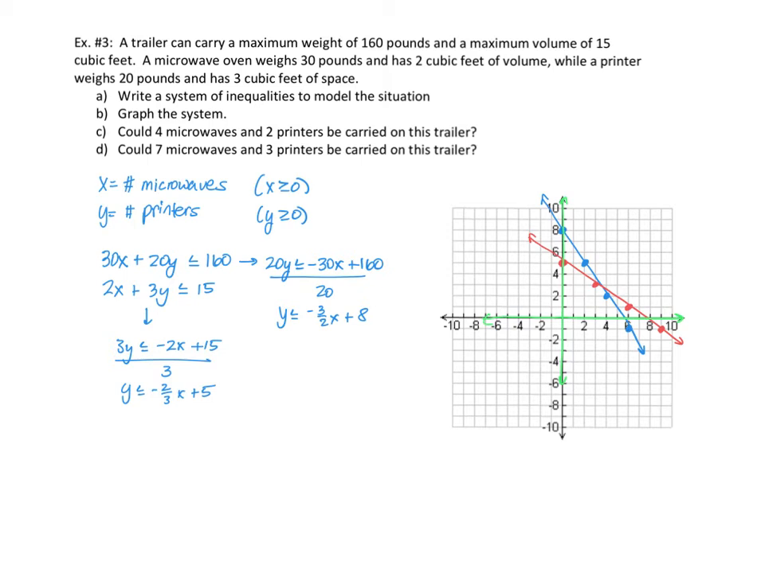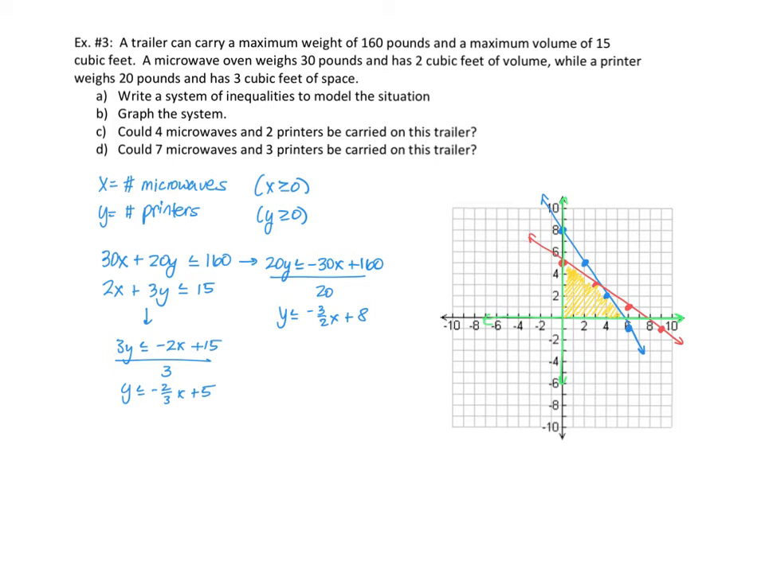And so if you can picture this as kind of trapping or enclosing an area, our solution set is going to be this region in between what is now those 4 lines. So that's where you have x's that are greater than 0, y's that are greater than 0, and where y is less than or equal to negative 3 halves x plus 8, and also less than or equal to negative 2/3 x plus 5. So any point in that shaded yellow region represents a combination of printers and microwaves that we can carry on this particular trailer.